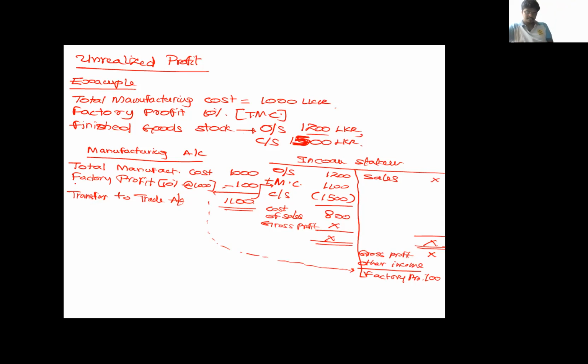In addition to that, if we draft the statement of financial position, under current assets, I should record stocks, finished good stock, closing stock එක 1500. ඔය ටික තමයි තියෙන්නේ.